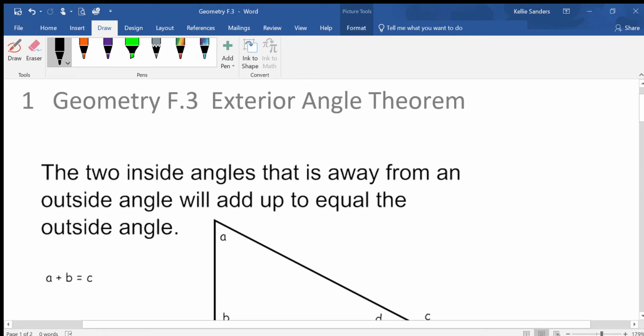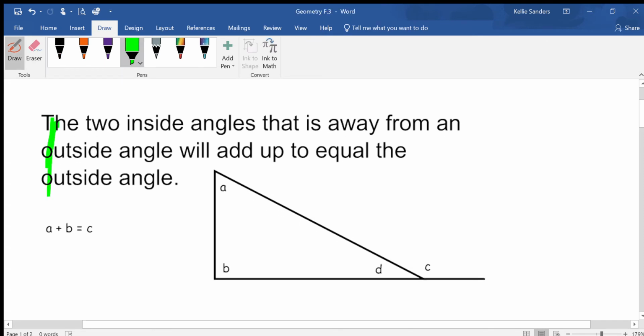Geometry F3, exterior angle theorem. I will read this in just a second, but I'm going to show you something real quick. For some of you, you're going to be like, oh, that's kind of cool. And for the rest of you, you're going to be like, what in the world are you talking about? Bear with me. It's going to be way easier than what I'm making it, but for some of you, you need to know why.